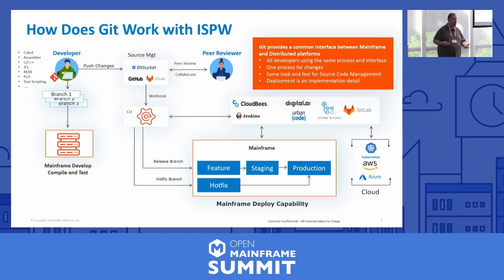But application B, they want to get daily, weekly production pushes. They want to really ramp up their parallel development. They want to use all the capabilities in Git, and they're a more mature, more modern application. They can go on Git. And through ISPW, both of those applications can exist using the same instance. You can have some applications working strictly on the mainframe, doing their development as they are today. And then you can have other applications adopting the Git pathway, and they can use Git for their development.